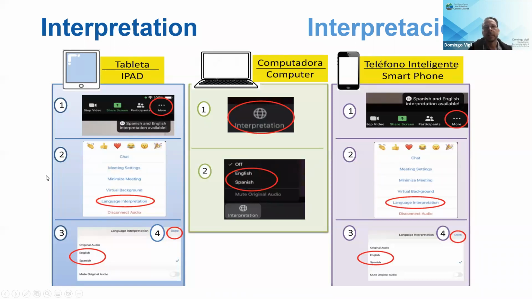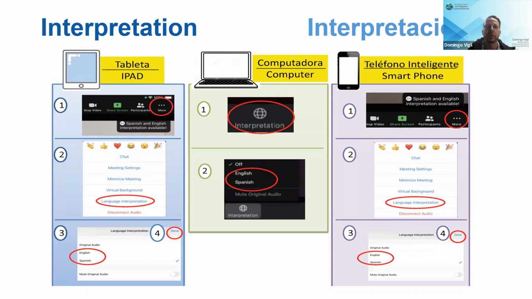To access interpretation services, if you are joining from your computer, please locate the interpretation button that will be on the bottom of your screen. This is in the form of a globe. If you click on that icon, you will be prompted to choose English or Spanish. And for those folks who speak English, please select the English channel and you should be set.